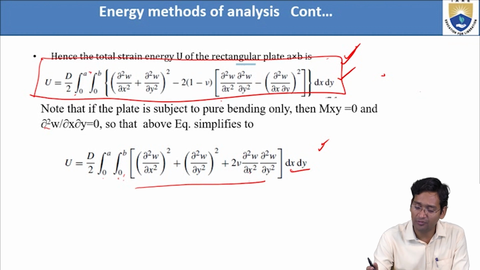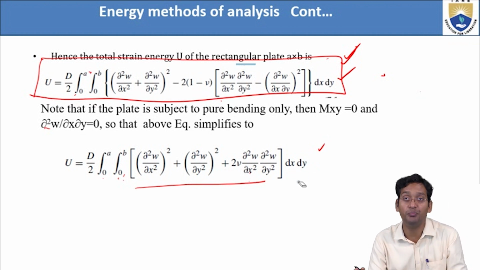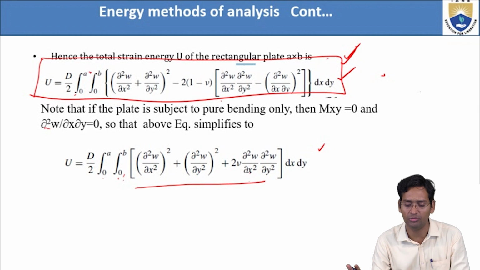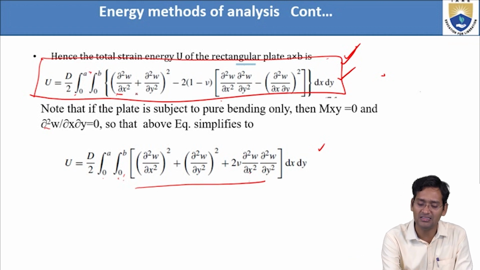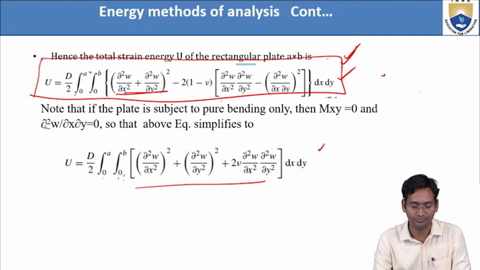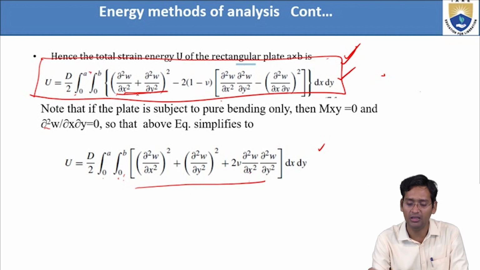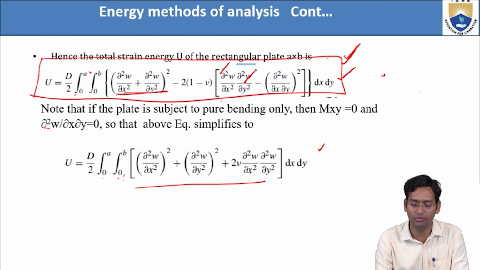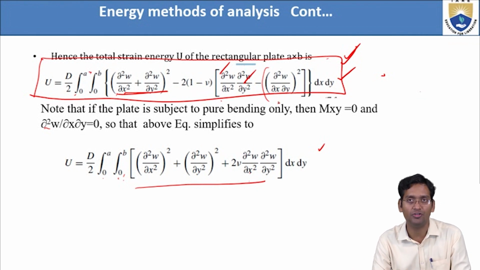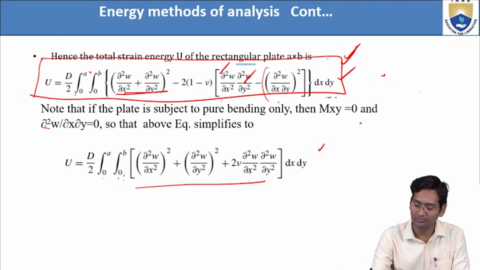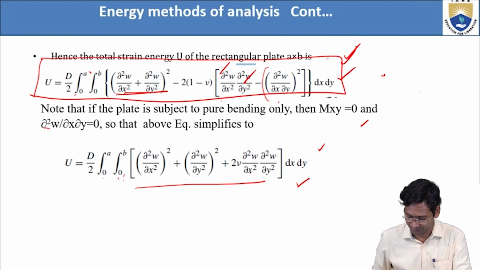Now just imagine if instead of pure bending, pure twisting were there, then what happens? Then these terms will be 0. This term will be 0. This term also will be 0. This term also will be 0. Only this term will be left. So minus 2 into (1 minus ν) times (∂²w/∂x∂y) whole squared, because at that time for pure twisting Mx and My will be zero, only Mxy will be there. Okay, so this is U.